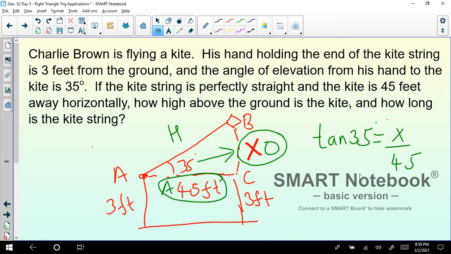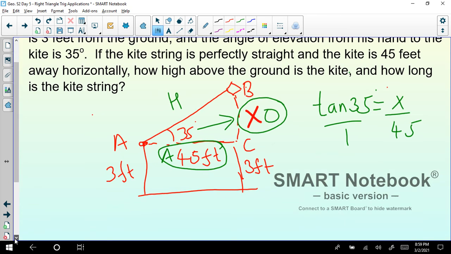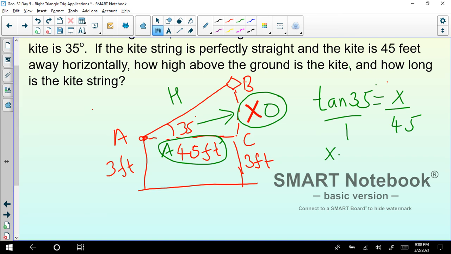Tan 35. We cross multiply and get x, which is 45 times tan 35 degrees. So let's substitute that in the calculator. 45 times tan 35 degrees gives us 31.509. So x is 31.509.